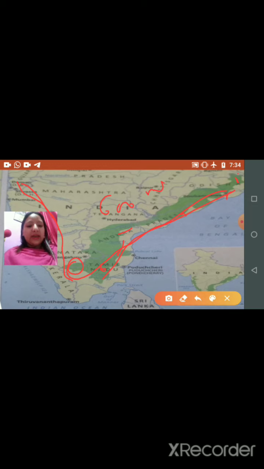On their way, the Mahanadi, Godavari, Krishna and Kaveri rivers flow to the Bay of Bengal. These rivers cut deep valleys.